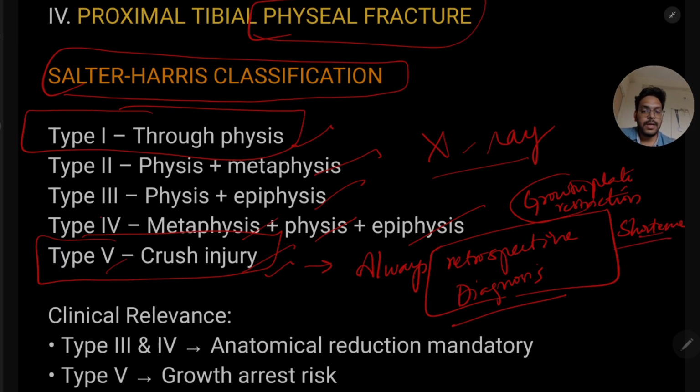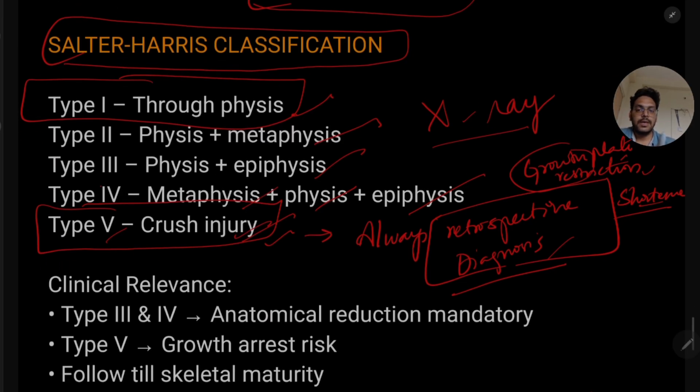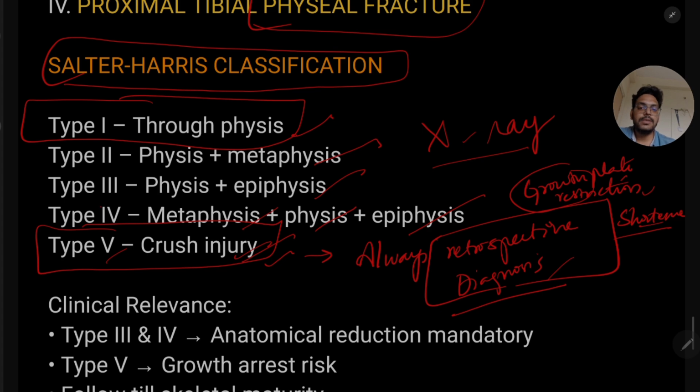Then the history may tell that he had a facial injury before the shortening or the deformity occurred. Then you may know that there was a crush injury at that time. So it's always a retrospective diagnosis. For type 1, it is through the physis. It looks similar to type 5. So type 1, you can diagnose at the time of the injury.